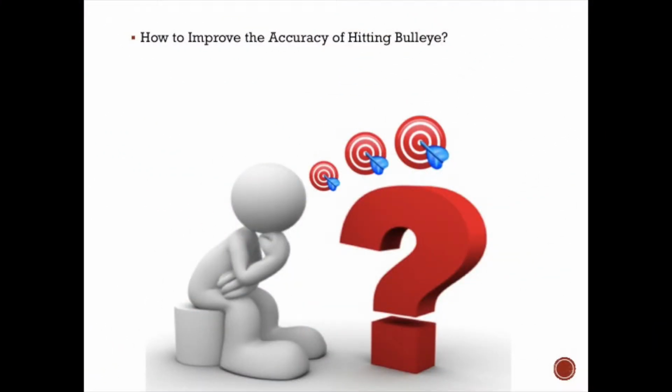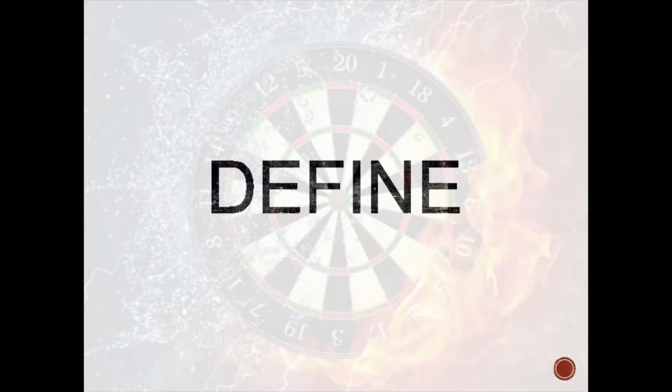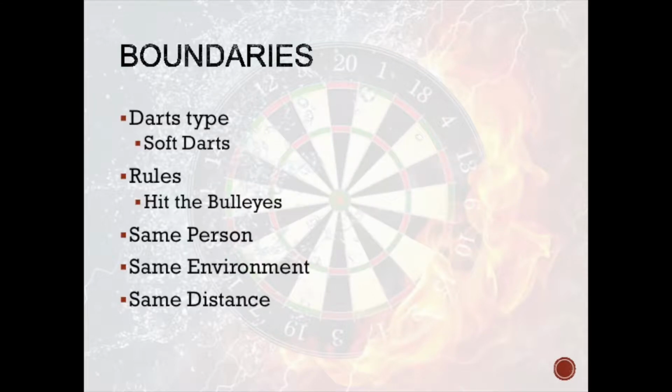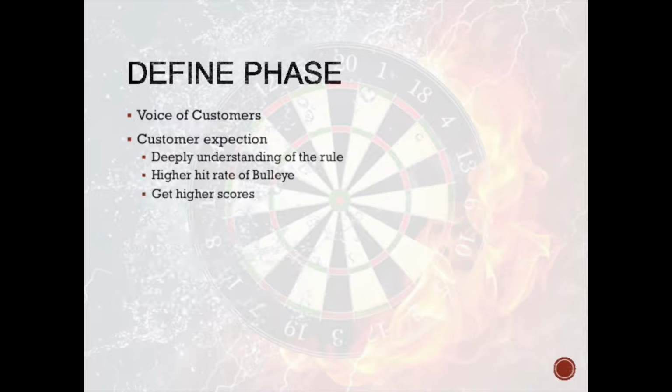In order to improve the accuracy of hitting bullseyes, we go through the Six Sigma quality management techniques. Now we are going to introduce the define phase. We have set some boundaries for this project: dart type, rules, same person, same environment, and same distance. We use a tool like Voice of Customer for the define phase. Customer has 3 expectations: deeply understanding of the rules, higher hit rate of bullseyes, and getting higher scores.